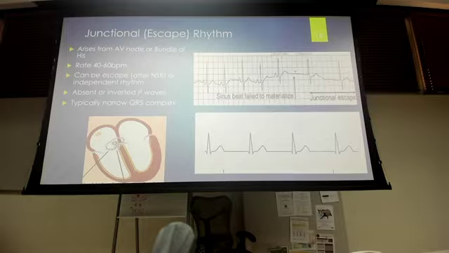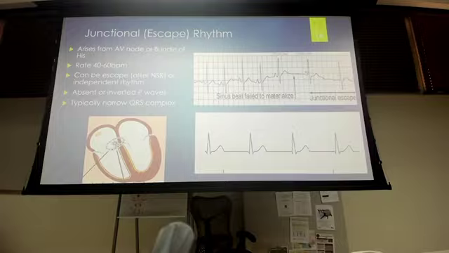The body recognized that and said, okay, I'm going to wait. The junction said, okay, I'm going to wait a little bit longer, wait for something to fire, and it didn't. So what happened? The junctional area took over around that AV node. And we know this is a junctional escape rhythm because we don't see P waves.